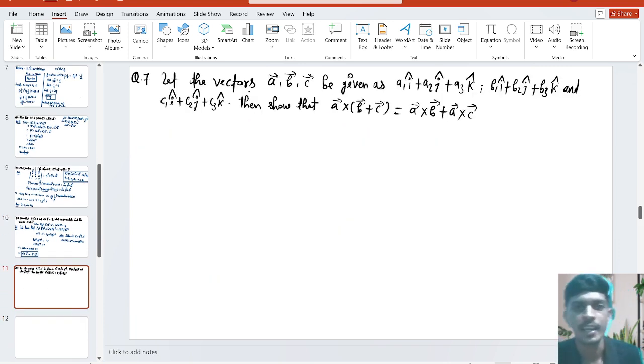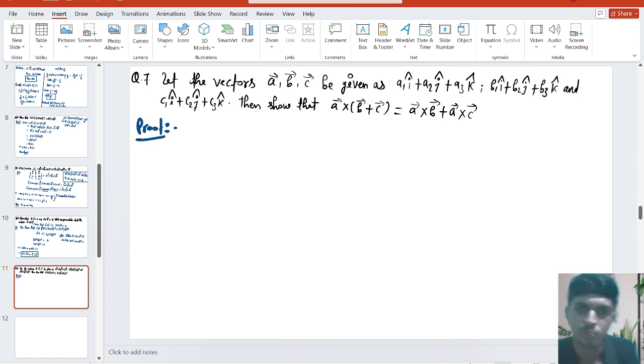Here see that let the vectors A equal A1 i cap plus A2 j cap plus A3 k cap, B equal B1 i cap plus B2 j cap plus B3 k cap and C equal C1 i cap plus C2 j cap plus C3 k cap, then show that vector A cross (vector B plus C) equal to vector A cross vector B plus vector A cross vector C. We need to prove it. So prove it.